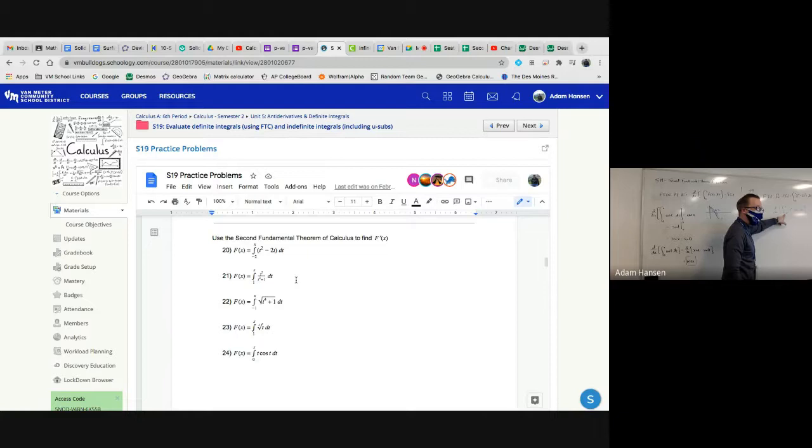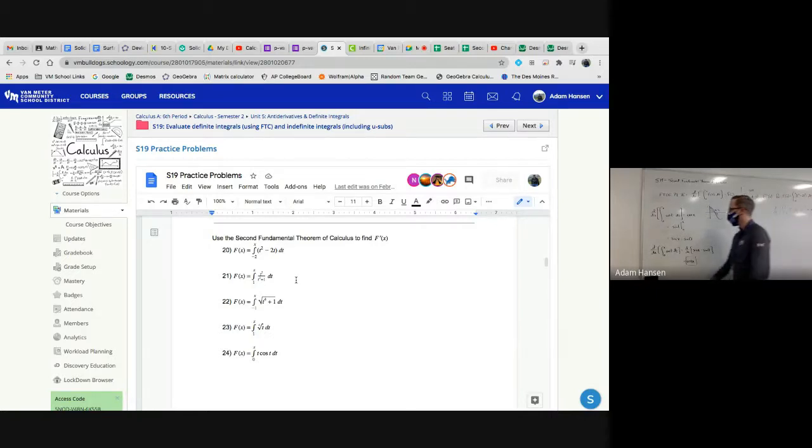I take the derivative of an antiderivative. It gets back to what? It's the original function. But it will be in terms of x. It's going to be in terms of function f of x. So this is really just x squared minus 2x. Change the t's to x's for your answer.